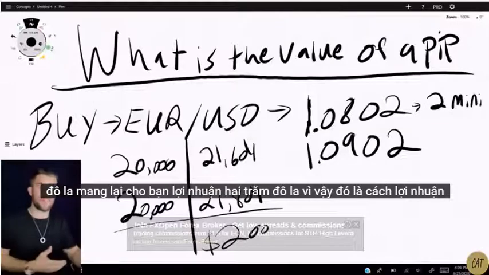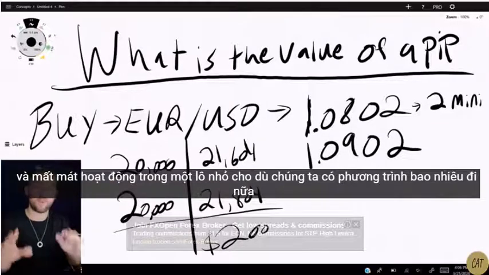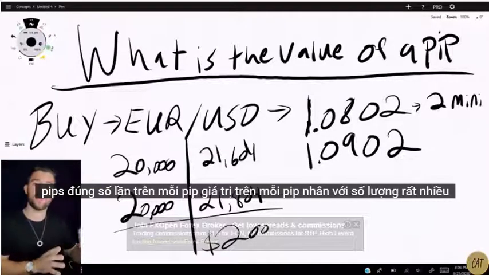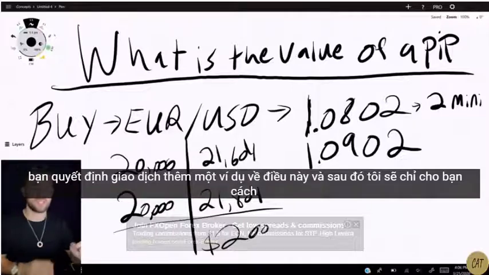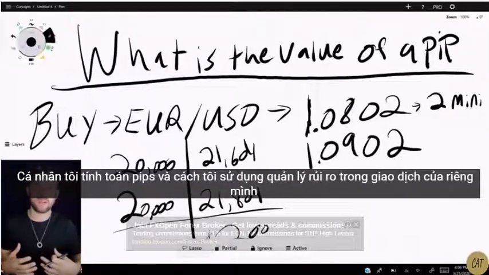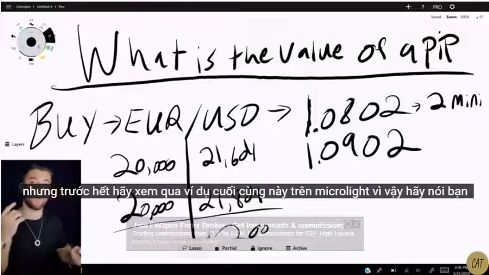So that's the way profit and loss works in a mini lot. No matter how many it is, we have our equation, right? Pips times the amount per pip, the value per pip, times the amount of lots you decide to trade. One more example of this, and then I'm going to show you how I personally calculate pips and how I use risk management in my own trading. But let's go through this last example first on a micro lot.